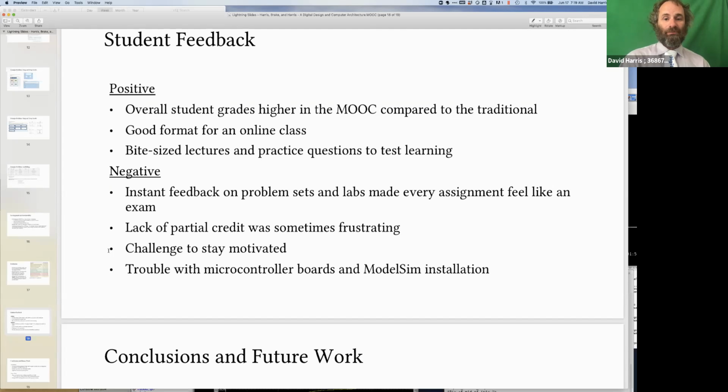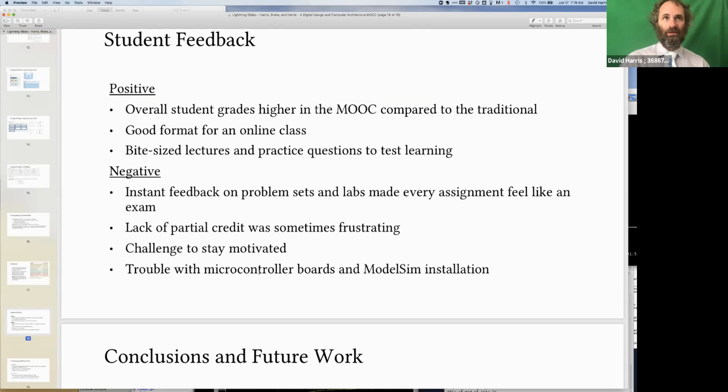Got feedback from the students. They didn't like having the instant feedback on the tests and problem sets, which was a bit surprising to me. So on the problem sets and labs, they get an immediate score, they get a second chance on every question, and then they get their final score. And they said they felt like every problem set and lab became an exam this way. They didn't like it that they didn't have partial credit, even though their overall grades were far higher.